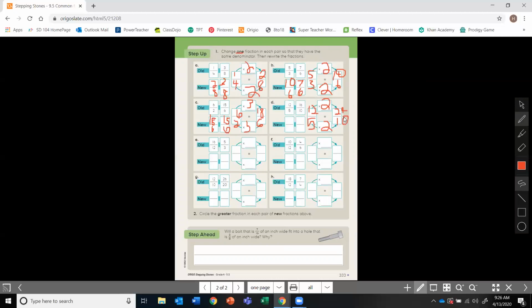So my new answer would be 24 tenths. And 16 tenths would stay the same. Remember, we only have to change 1.